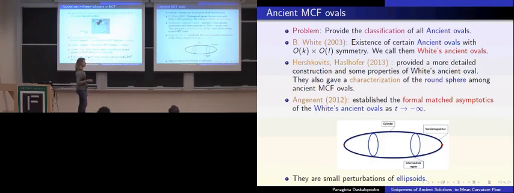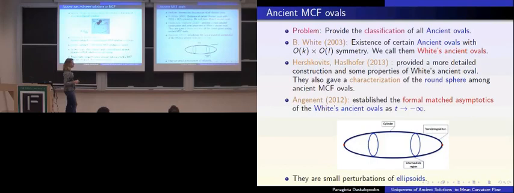So most of the talk today will have to do with rotationally symmetric objects. It's an open question whether they are rotationally symmetric. Yes, you will see, we will know exactly how they look. Don't worry, because we know the asymptotics exactly.